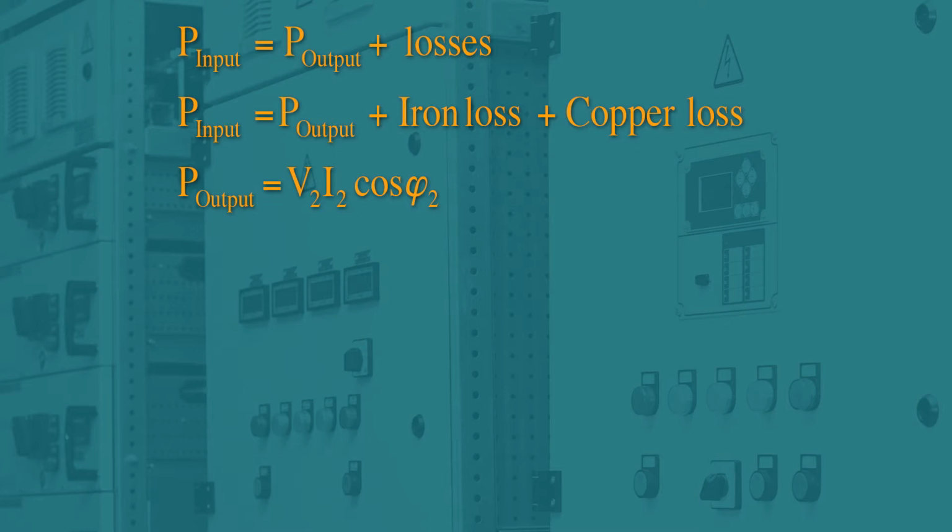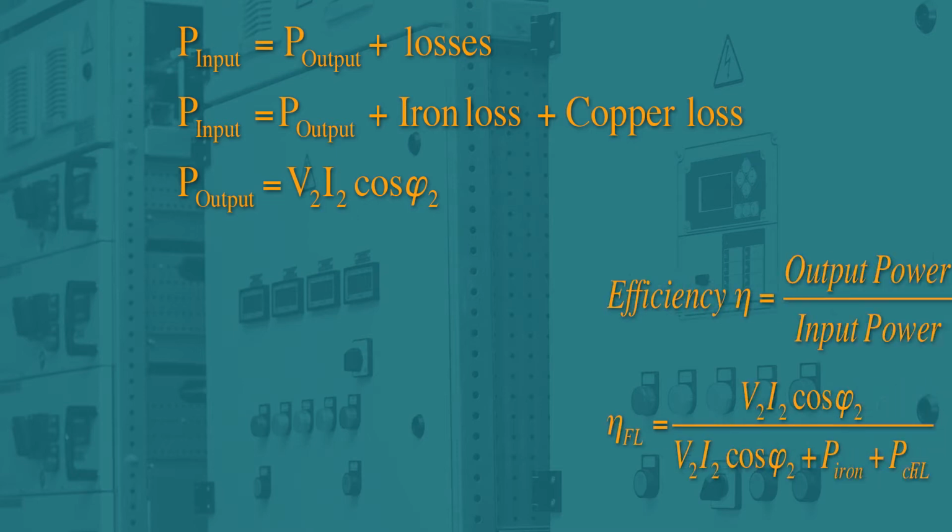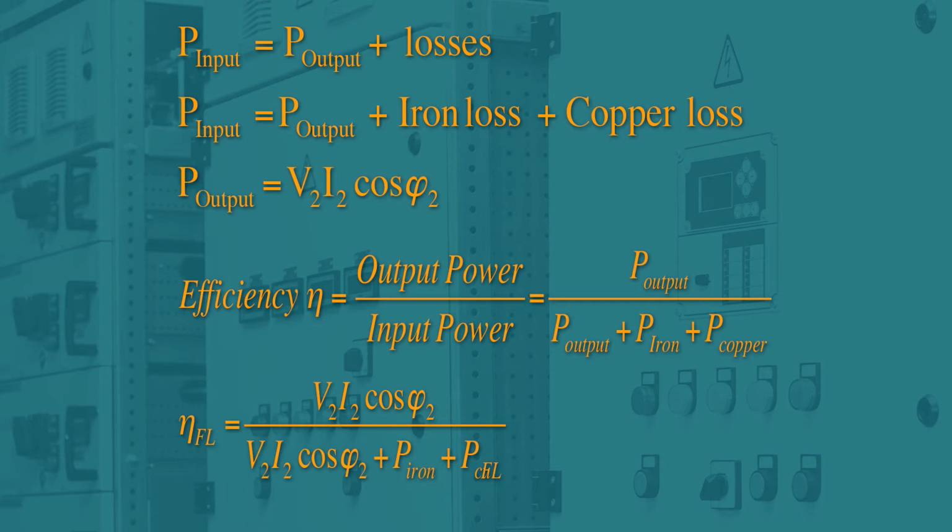And output is nothing but V2 I2 cos phi. So the efficiency can be written as output power upon input power. So you can write P output upon P output plus P iron plus P copper, as we have already discussed. So efficiency at full load can be written as V2 I2 cos phi 2 upon V2 I2 cos phi 2 plus Pi plus Pcu, and these two losses are at full load.